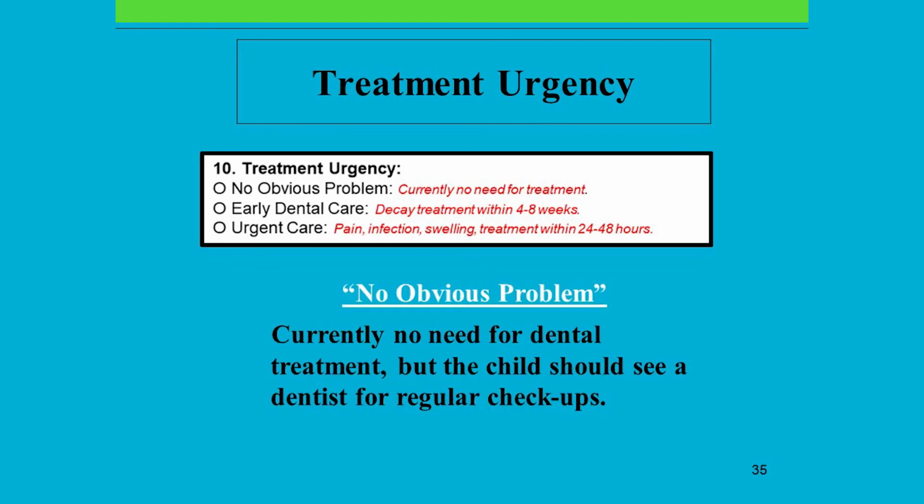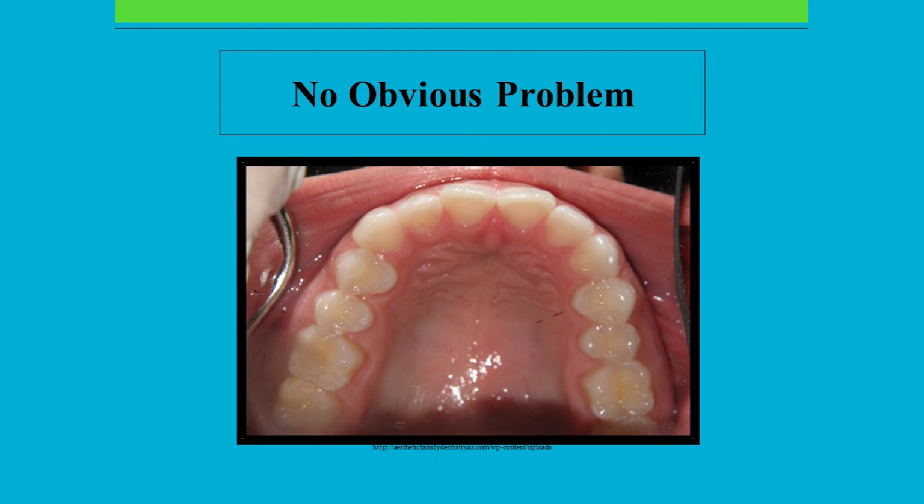When marking no obvious problem, you are indicating that there are no obvious signs of need for current treatment. By this you mean there is no need, at this time, for dental treatment, but the child should see a dentist for regular checkups. This is an example of no obvious problem.